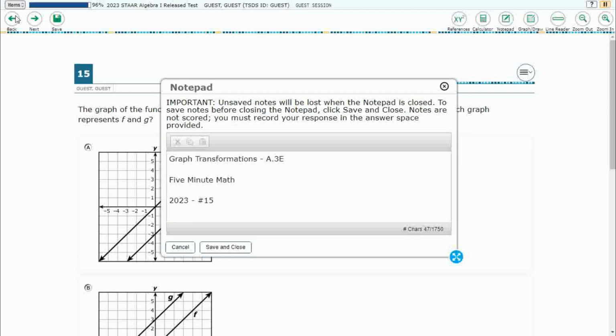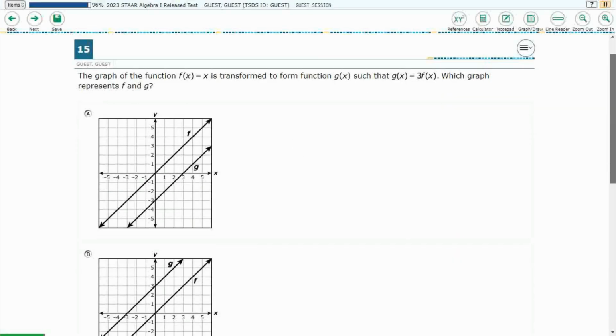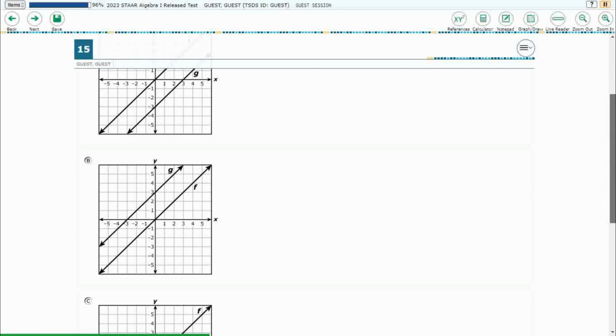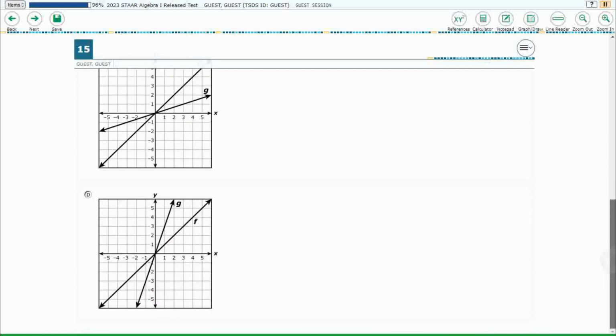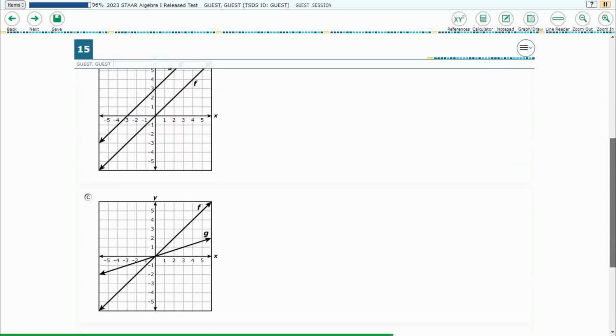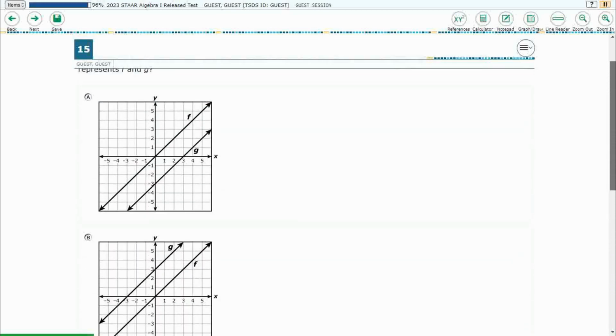Today we are looking at the Algebra 1 concept of graph transformations. This is standard A.3E in the great state of Texas, and we are using item number 15 off the 2023 released STAAR test. If you haven't done so already, please take a moment to pause the video, work this problem out on your own, unpause it, and we will look at our answers together.